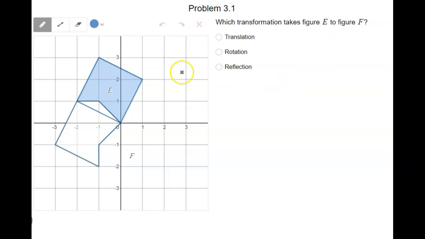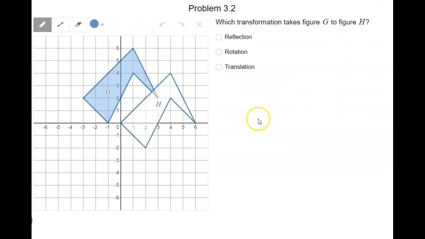All right, this one, we can see that the object is not going in the same direction, so it's not a translation. We can see that it's not flipped or opposite of each other, so it's not a reflection. And it is slightly turned. It's slightly 90 degrees, so it is a rotation. Okay. This next one, you can just see, I won't spend much time, it's going in the same direction. And when it always goes in the same direction, translation. All right. Next question.